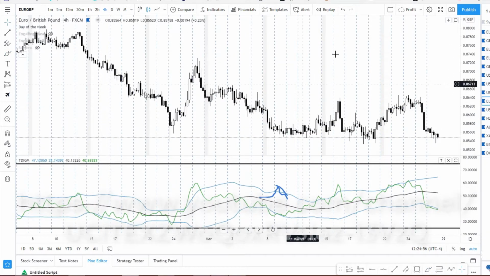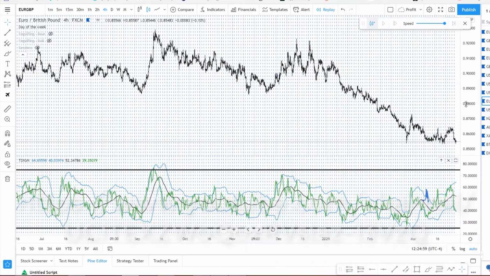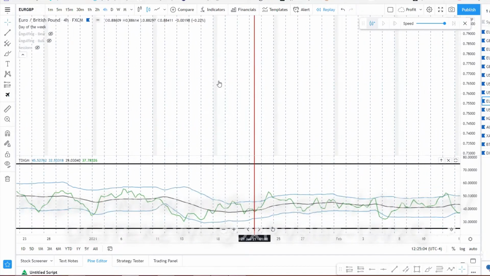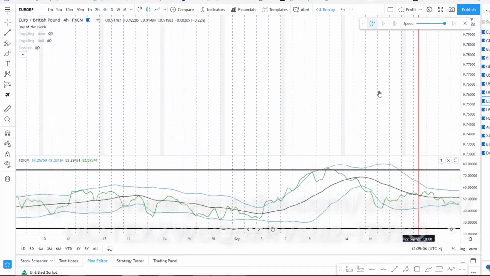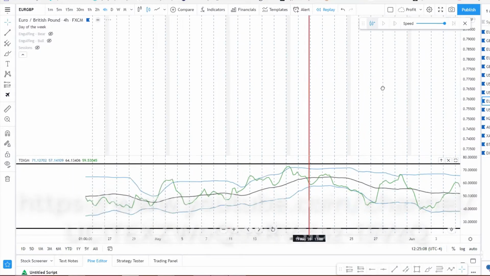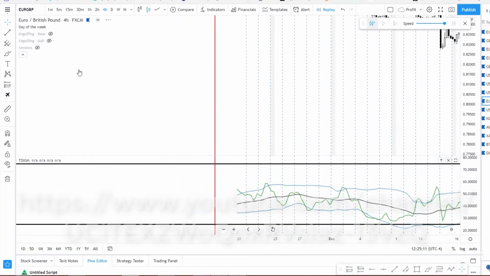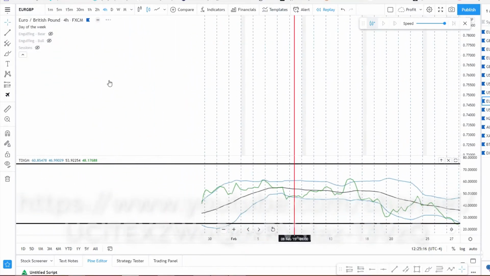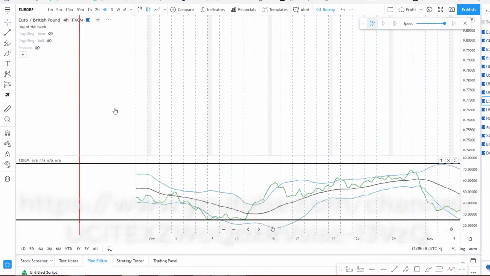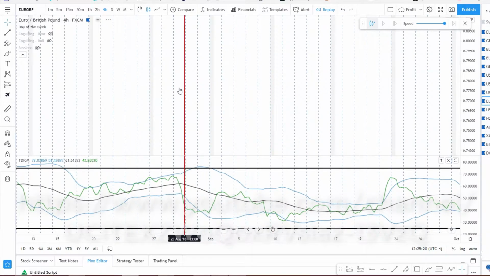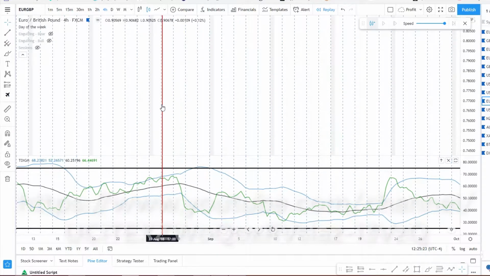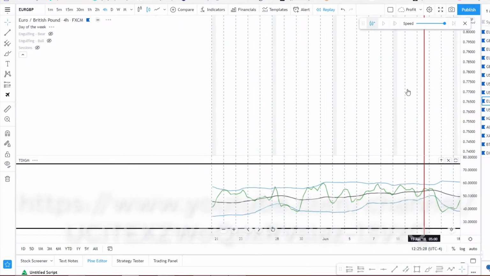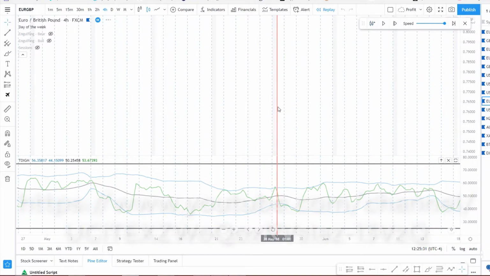Let's go back. I will select some random time and show you everything in this backtesting. Yes, I'm on 4 hour. You can use it on lower time frames, but this is for 4 hour, and yes, you can use it on other pairs. So let's select this.